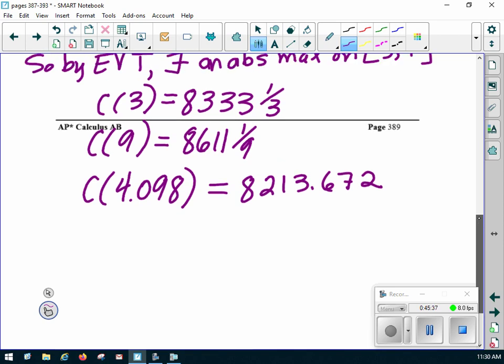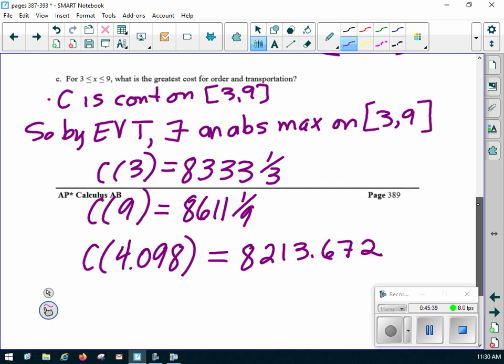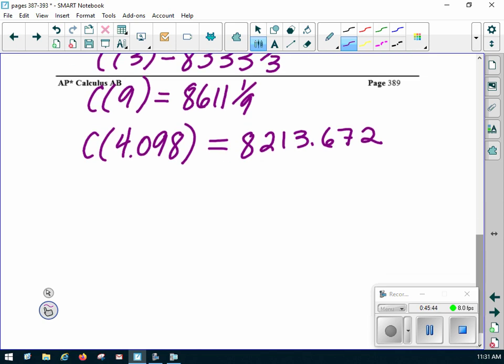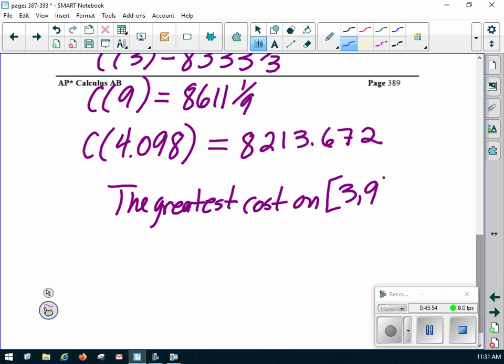The question is, what's the absolute maximum? What is the greatest cost? So you're going to say the greatest cost on 3 to 9 is $8,333, and you're going to have to change that to cents.